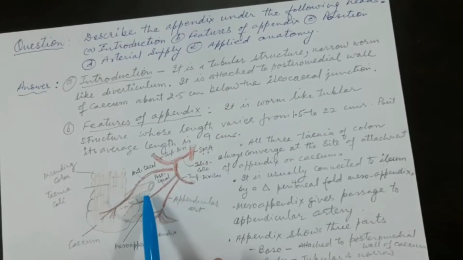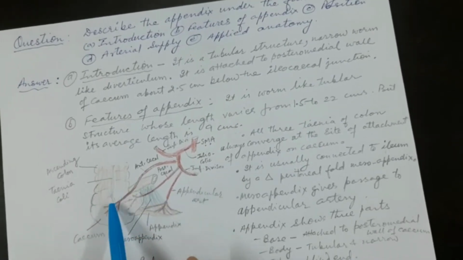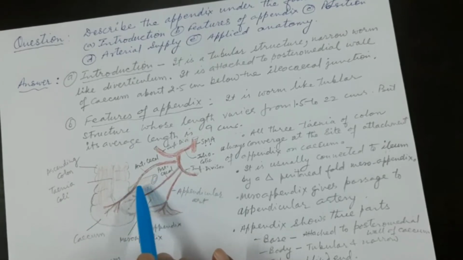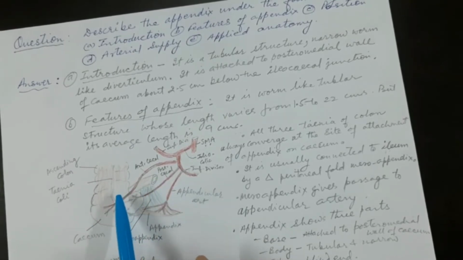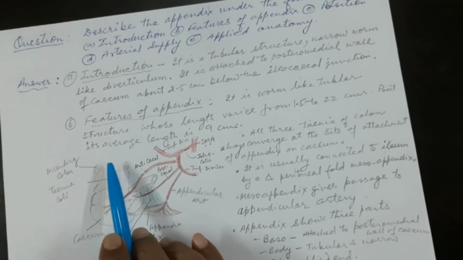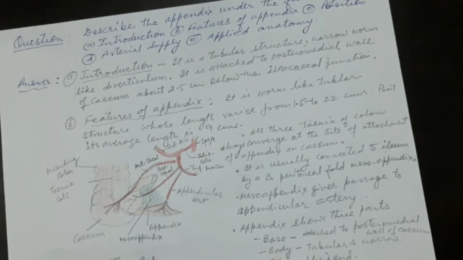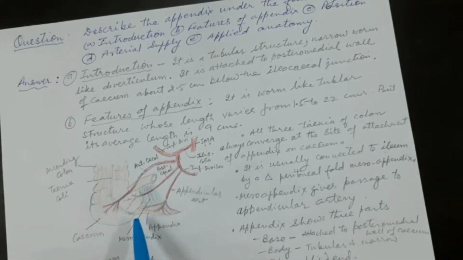Now let us see this diagram. This dilated part is the cecum. This is the ileum, which will open on the posteromedial wall of the cecum, and this part is the ascending colon. From this part you can see a narrow tubular structure coming out. This is the appendix, and as I said, the average length of the appendix is about 9 centimeter.